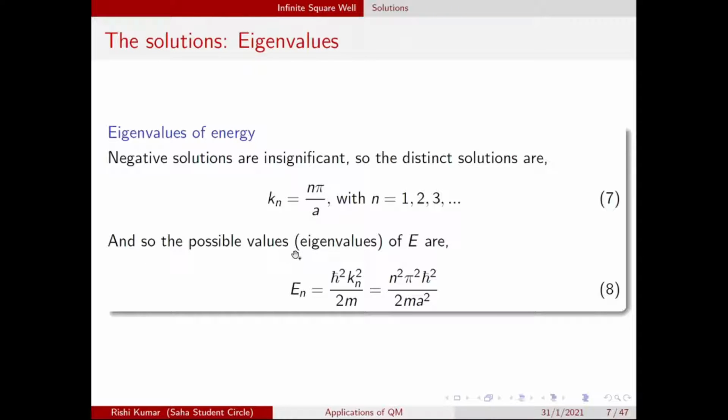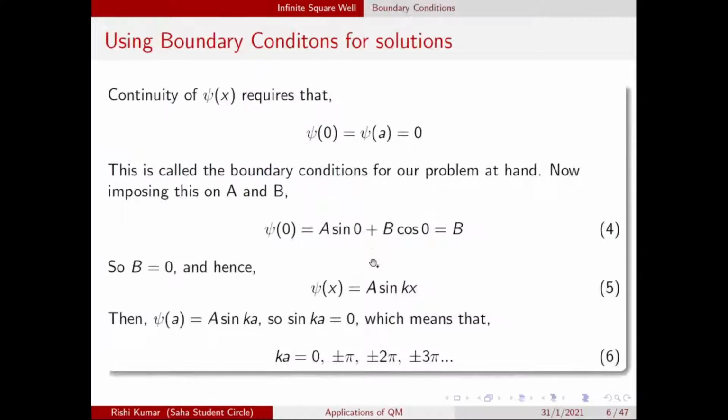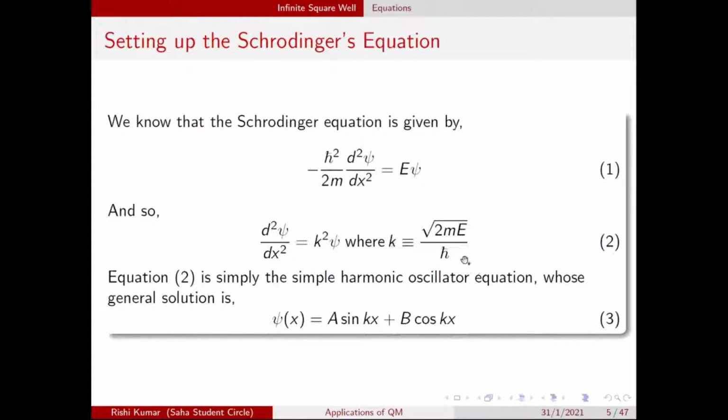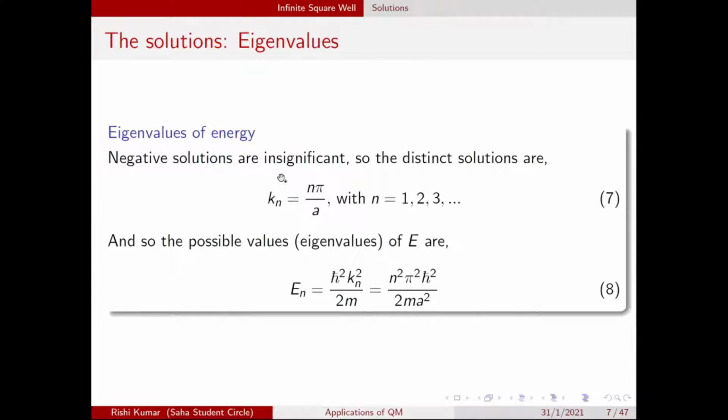And so the possible eigenvalues of E are En equals, just a second. Yeah, again, using this k here, we're just using a simple substitution. So En is simply equal to h bar squared kn squared by 2m. Substituting for k, we get n squared pi squared h bar squared by 2ma squared. These are the energy eigenvalues for the infinite square well.